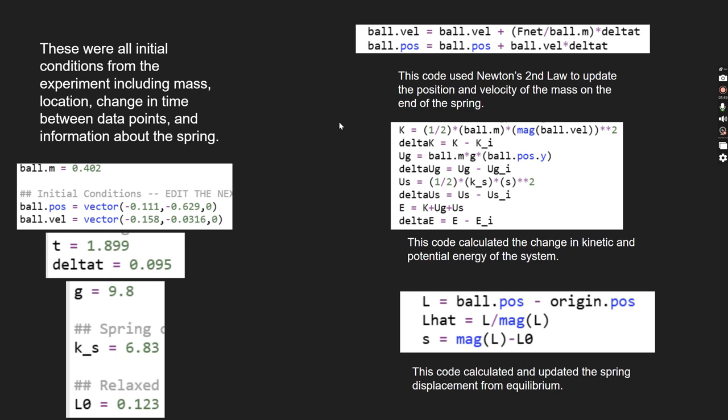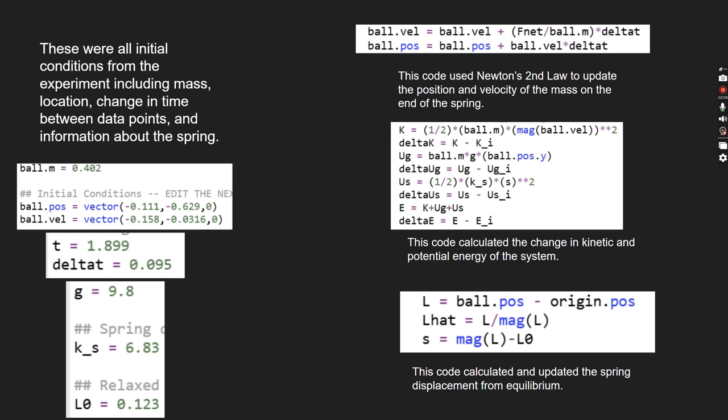Okay, this was some of the code from GlowScript. On the left, these were all the initial conditions from the experiment, including mass, location, change in time between data points, and information about the spring, like the spring constant.